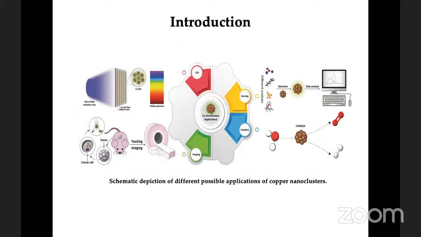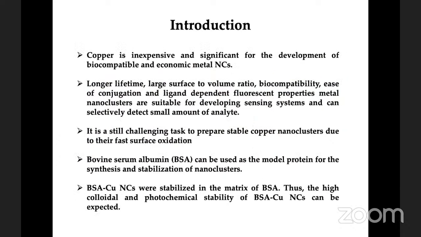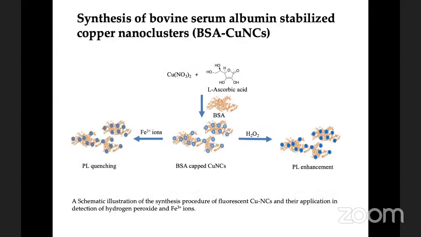Now these metal nanoclusters have many interesting applications, from sensing to catalysis to imaging and LEDs. What we have done in this work is we have taken copper because it is inexpensive, and we have tried to develop copper nanoclusters. We have used bovine serum albumin, a protein, to stabilize these nanoclusters, and then we have tested them for various sensing applications.